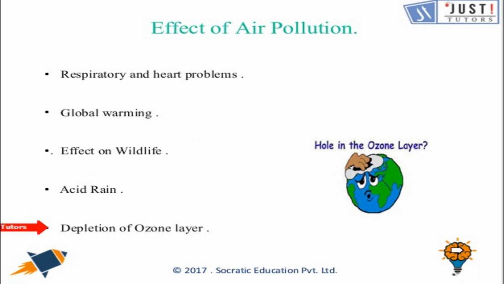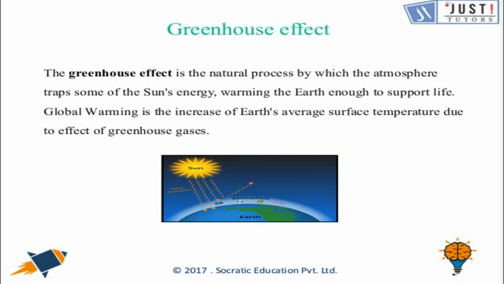Now let's move forward and have a quick discussion about the greenhouse effect. Well, the greenhouse effect is the natural process by which the atmosphere traps some of the sun's energy, warming the earth enough to support life. You can say that global warming is the increase of Earth's average surface temperature due to the effect of greenhouse gases. Well, greenhouse gases include water vapor, carbon dioxide, methane, ozone and some artificial chemicals such as chlorofluorocarbons. So this was all about the greenhouse effect.